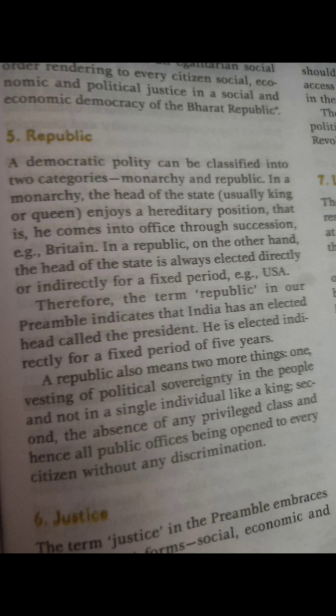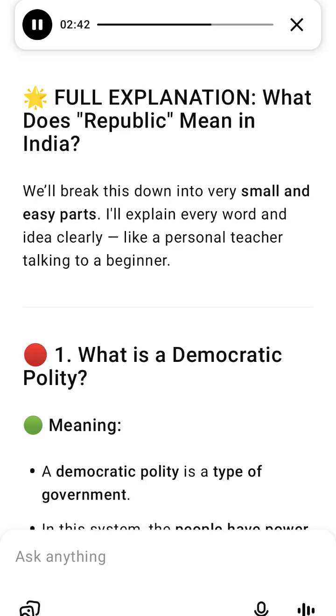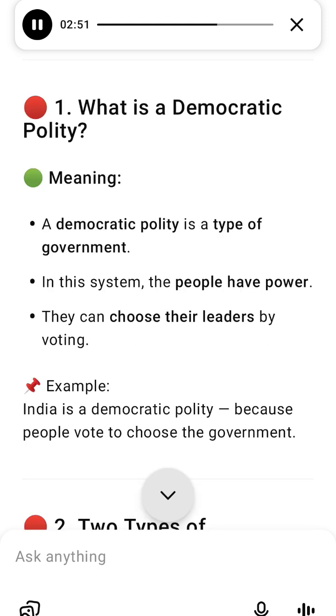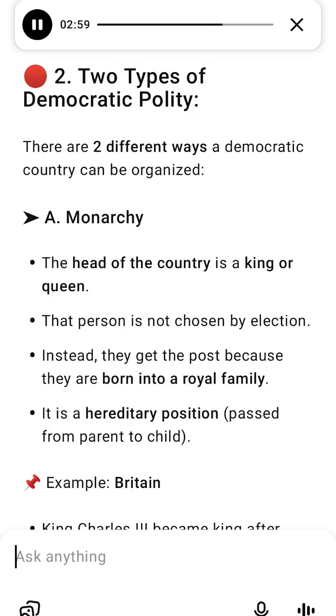What being a republic means for India. In India, being a republic means A. Elected head of state. India's president is elected indirectly. This means the public doesn't vote directly, but elected leaders, MPs and MLAs vote. The president's term is 5 years. This ensures that no one stays in power forever.